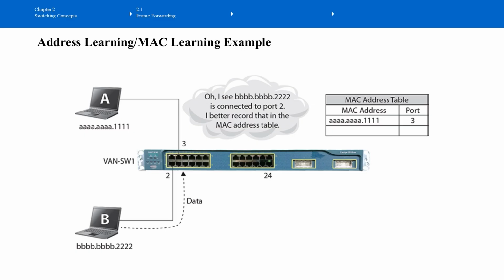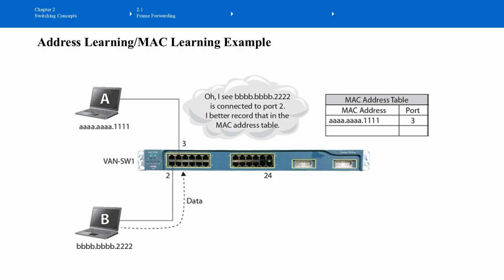As you can see in the center, we have a switch called WAN switch 1. Then computer A with this MAC address, AAAA.AAAA.1111, and then computer B. They connect to different interfaces. Computer A connects to port number 3, and computer B connects to port number 2. If you look at the MAC address table on the top right corner, we can see computer A's MAC address is being recorded into the table, and that is associated with port 3.